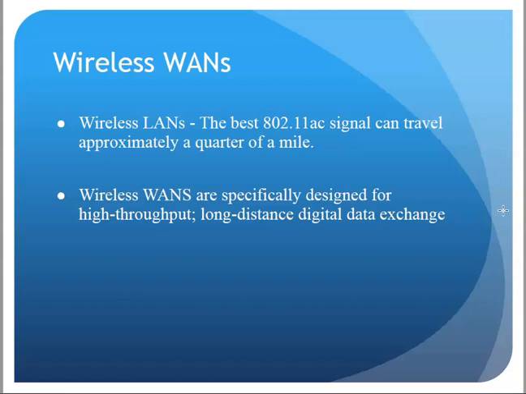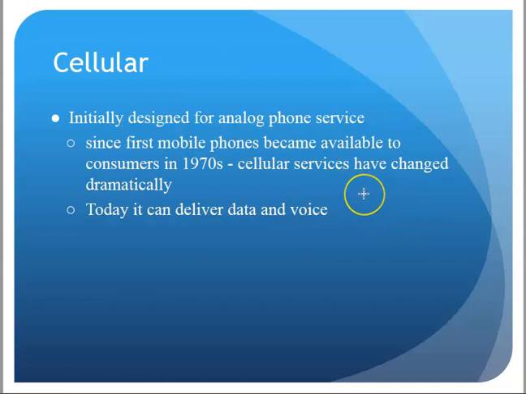Wireless LANs. With wireless LANs, your 802.11 signal can travel basically a quarter mile. So that would handle connections in and around a building or something like that. If I need a longer distance, now I need a wireless WAN. And these are designed for high throughput, long distance connections. So we have cellular and we have satellite. Those are the two main ones.